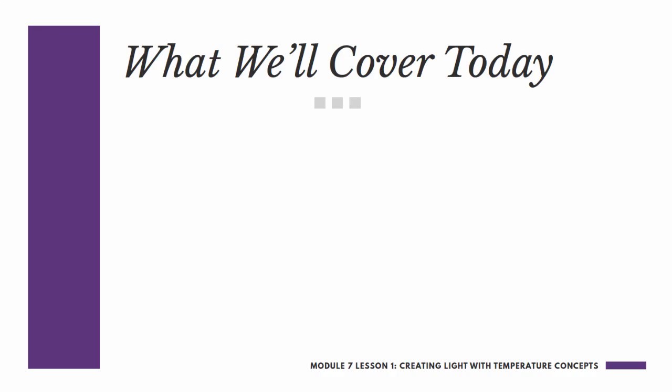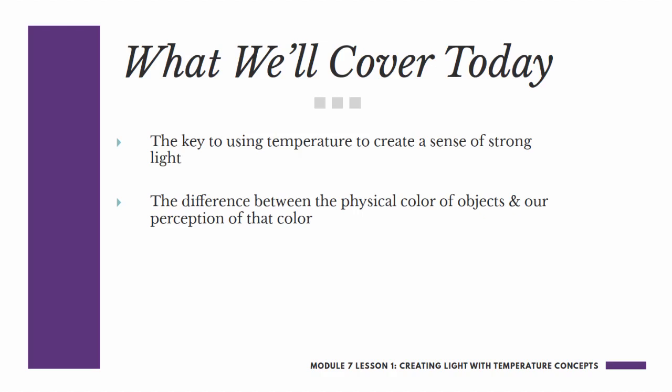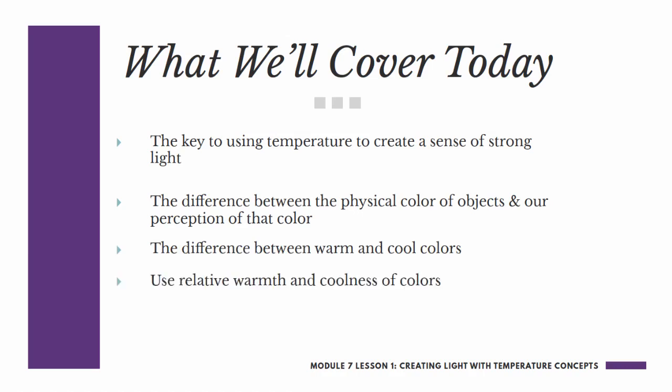So what we're going to be covering today is, first of all, the key to using temperature to create a strong sense of light. We're going to review again the difference between physical color of our objects and our perception of that color, between using local color and optical color. The difference between warm and cool colors in general, and the use of relative warmth and coolness of colors, which is a much more sophisticated way of dealing with the color temperature.